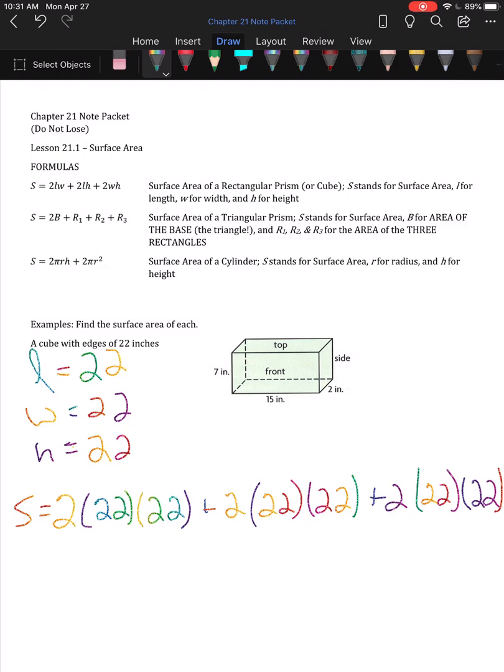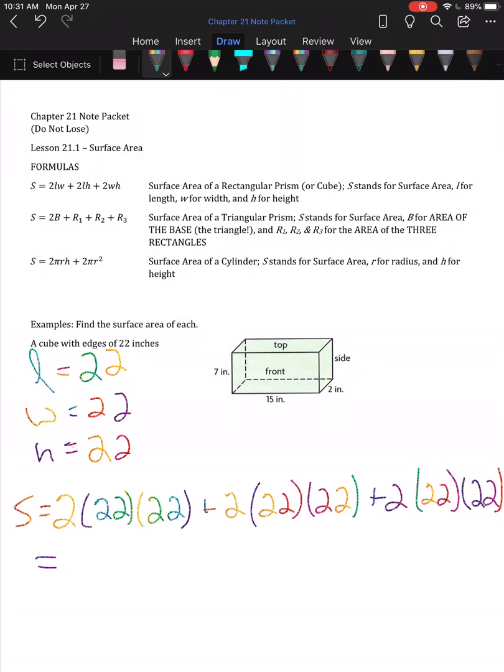Once everything's plugged in, we can work this all out. And you want to use a calculator for this. I encourage you to use a calculator for this. I don't want you working this out by hand. It'll take you a lot longer than I want you spending on this stuff.